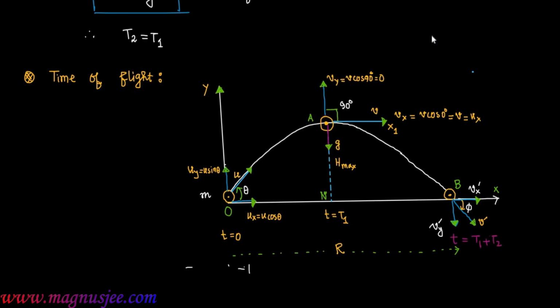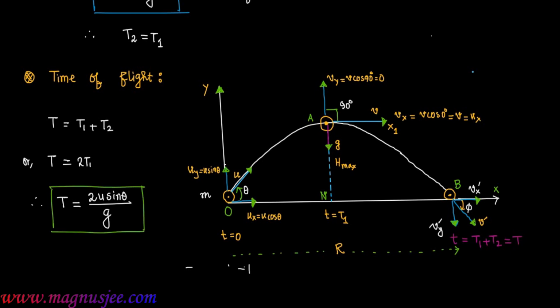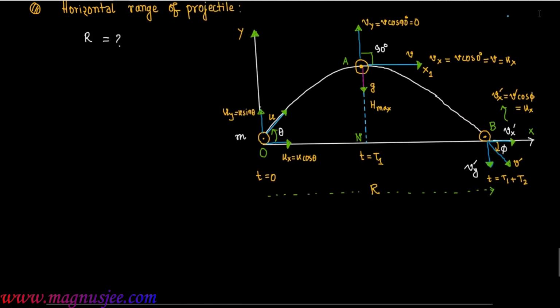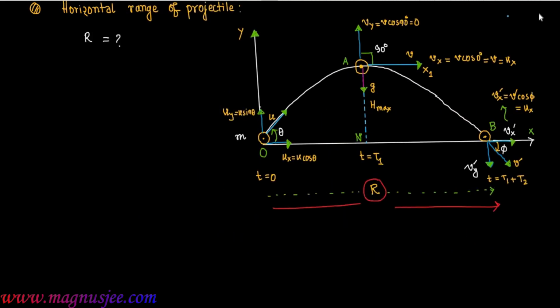Now we have to find the expression of time of flight at the point B. Time T is equal to T1 plus T2, which is equal to capital T. Therefore, capital T is the time of flight, which is equal to 2T1 as T1 equals T2. So finally we get capital T as equal to 2u sine theta divided by g, which is the time of flight. Now we have to find the expression of horizontal range R of the projectile.